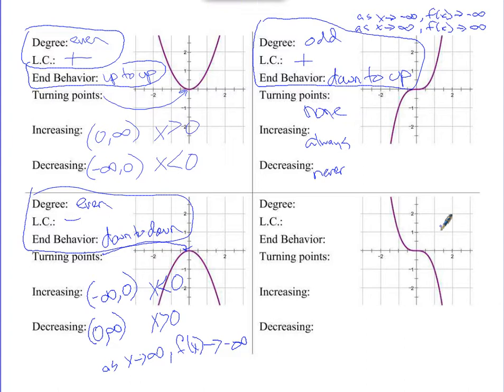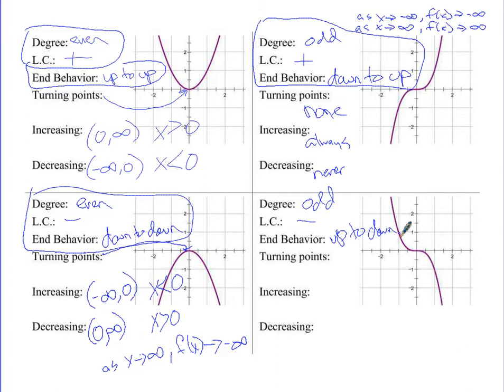Finally, the last one, this graph. What degree polynomial are we looking at? Odd, again, because it looks like a snake. What's my leading coefficient here? It's negative because this graph is going down from left to right. Just like a line going down from left to right has a negative slope, this has a negative leading coefficient. End behavior in this case? Up to down.